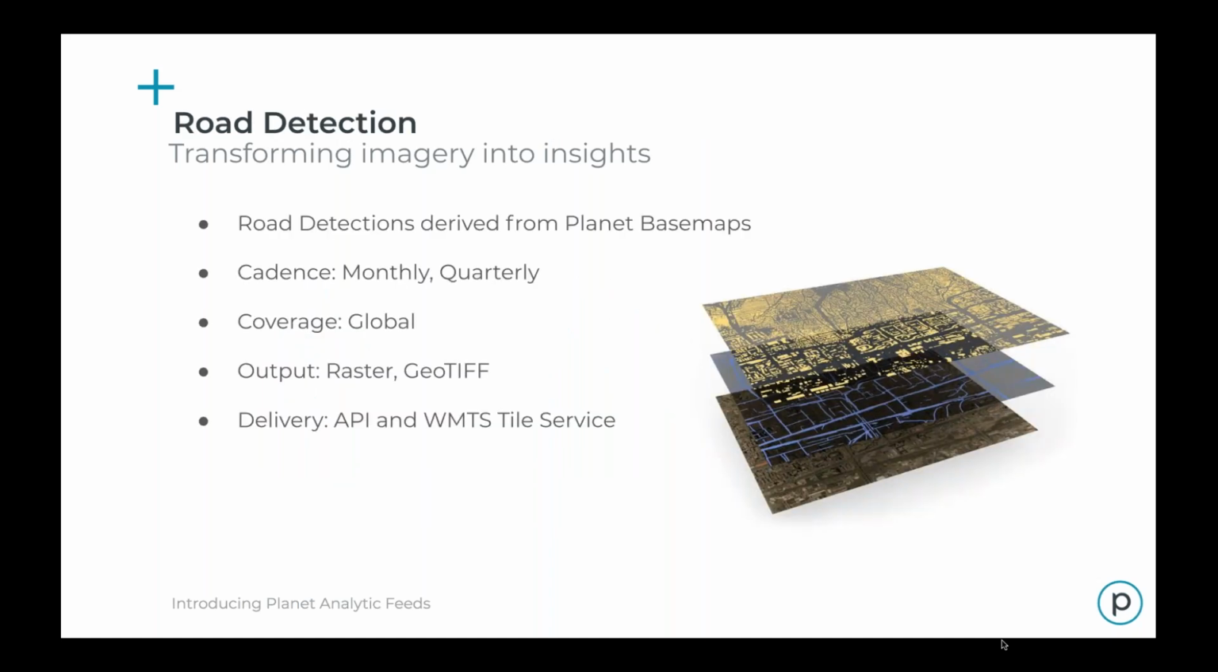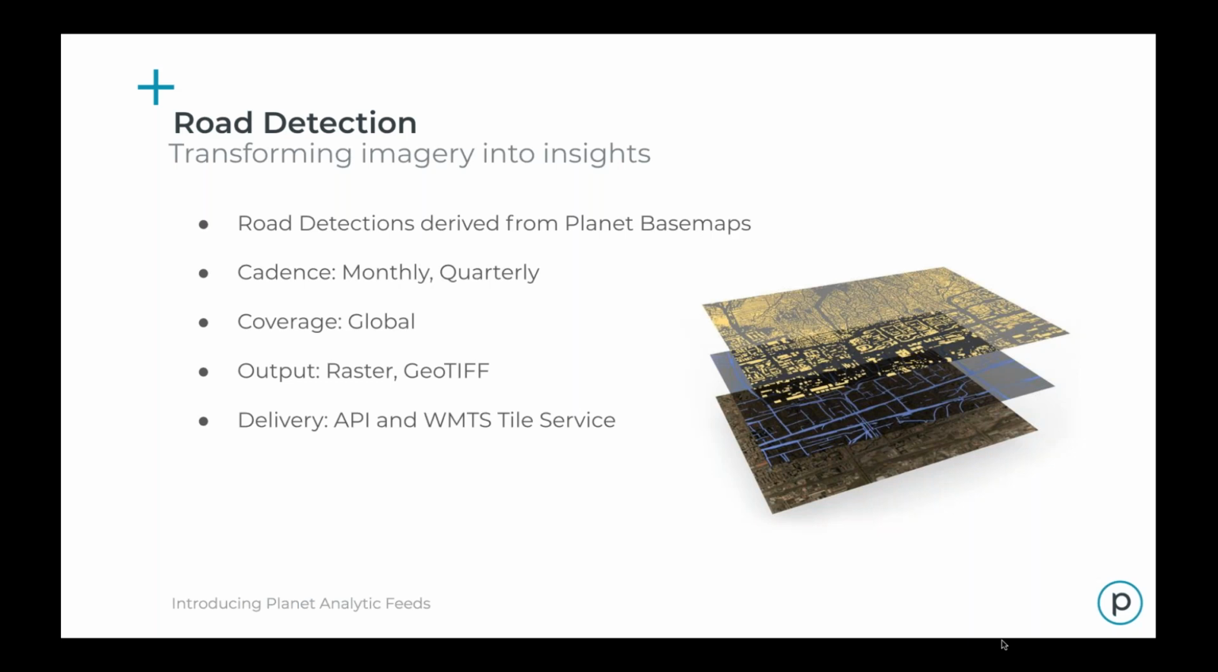So let's begin with our road detection feed. These are based on our monthly visual base maps, which you may remember from Jenna's last webinar, and if you haven't seen it, definitely give that a listen after we wrap up here today. Our monthly base maps take the best imagery each month and seamlessly stitch it all together. They remove clouds wherever possible, apply a normalized color curve, which really makes it great for computer vision models to train on.